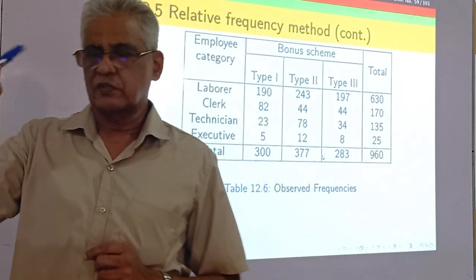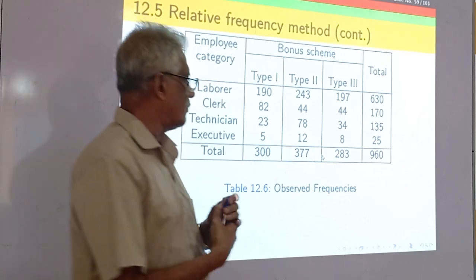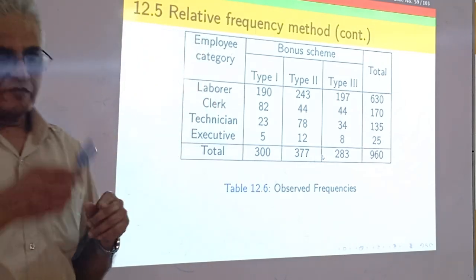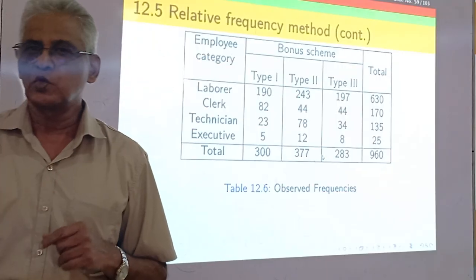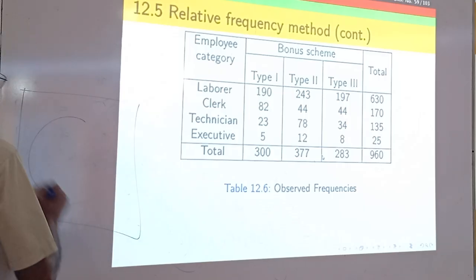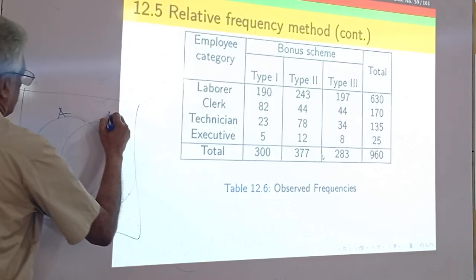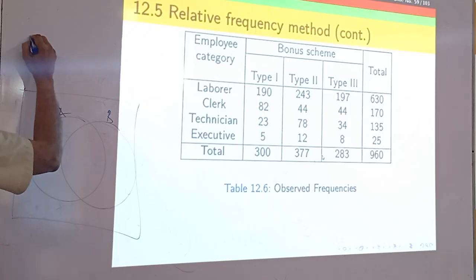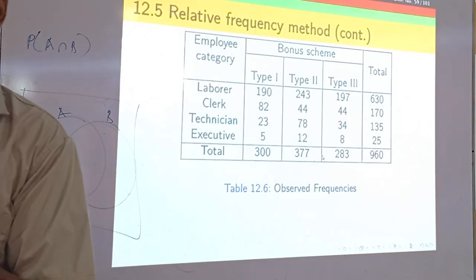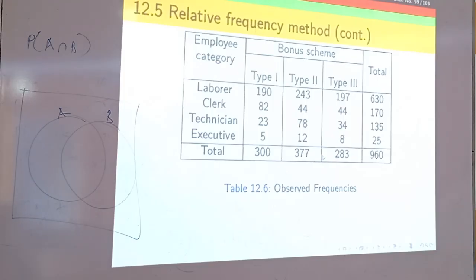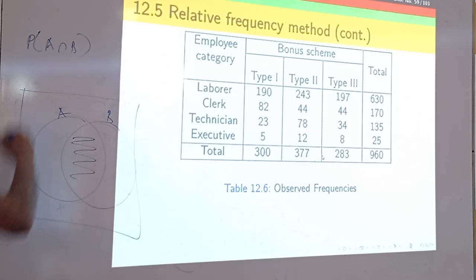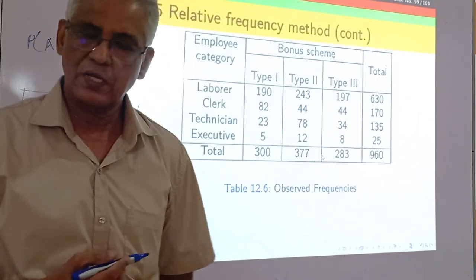So the number in the intersection divided by the total, the grand total. Conditional, when you say conditional, given that the person is a clerk, we are looking at that group only. Right? So if you, for example, draw a graph A and B. So if you ask probability A intersection B in the classical sense, it will be equal to the number in this set divided by the number in the sample space.